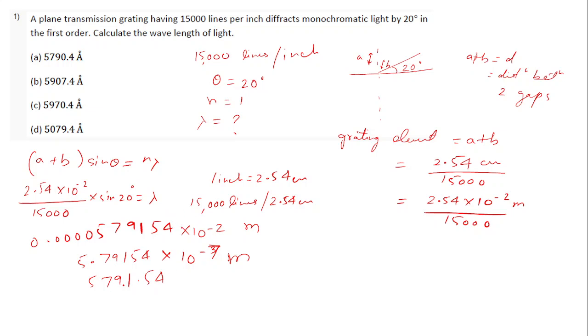Okay, so this is 5791.54, then it will be 10 to the power minus 10 meters. Answers here are in angstrom. So in angstrom it will be 5791.54 angstrom.